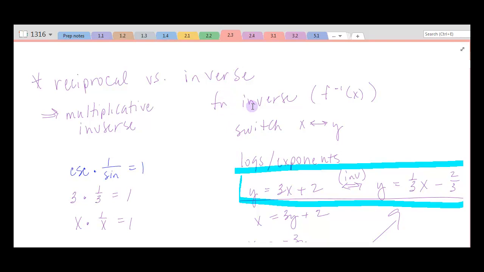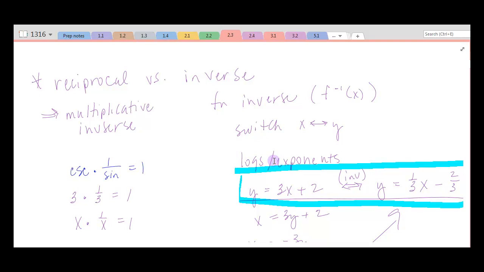A function inverse is represented as f inverse of x. Algebraically, if we were to find an inverse, we would switch the x's and the y's. If we looked at the graph of a function and its inverse, you would see that the x and y coordinates would be switched. The easiest thing for us to use for an example would be maybe logs and exponents. Logs and exponents are inverses of each other.